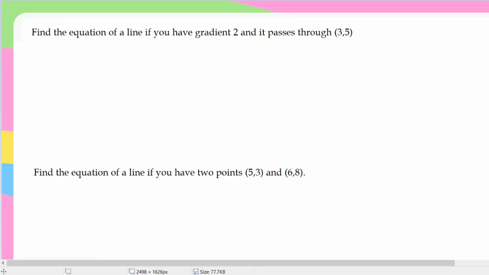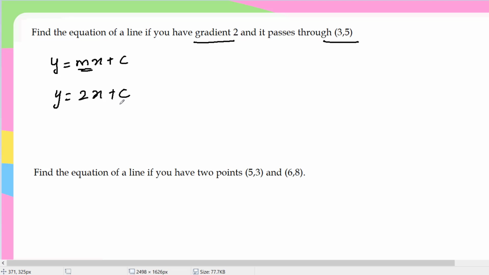Find the equation of a line if you have gradient 2 and it passes through 3, 5. So if they give the gradient and a point, how we will do this? It is very easy. What is the general equation of a line? Y equal to mx plus c. Here, m tells us the gradient. Here they mention gradient as 2. So, directly substitute this. Y equal to 2x plus c.